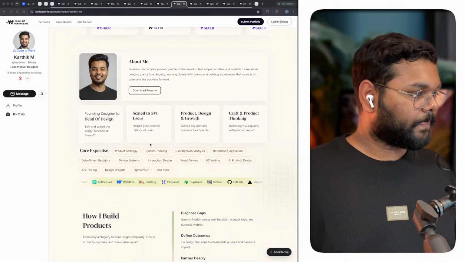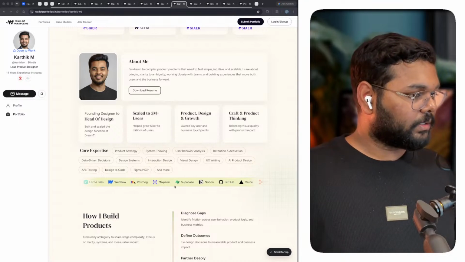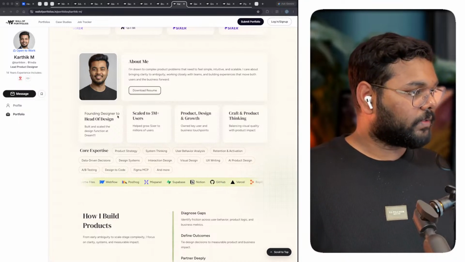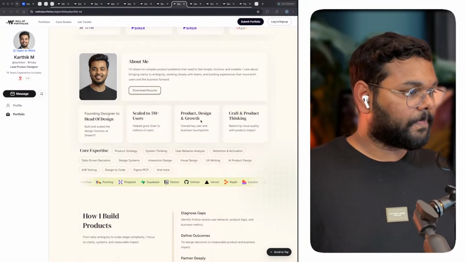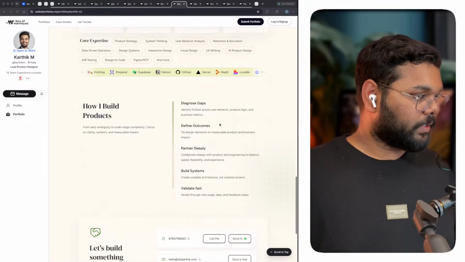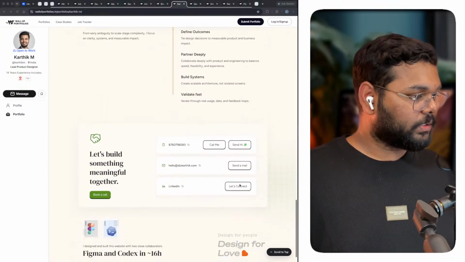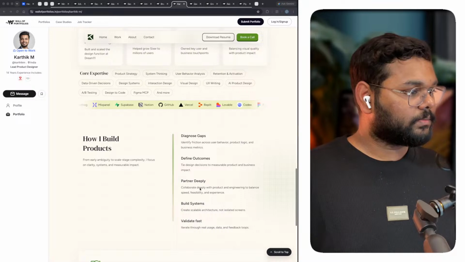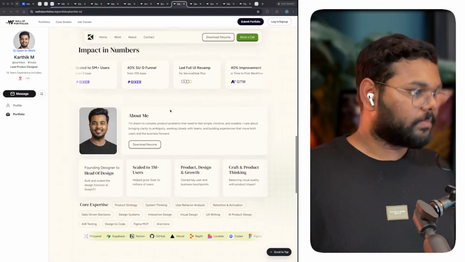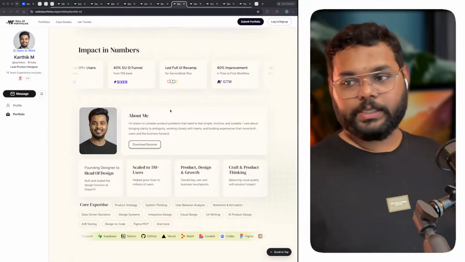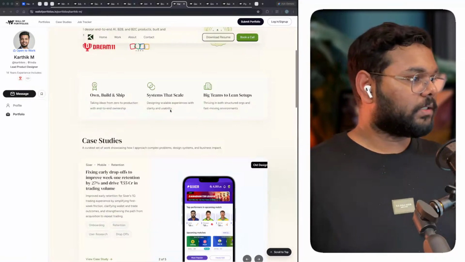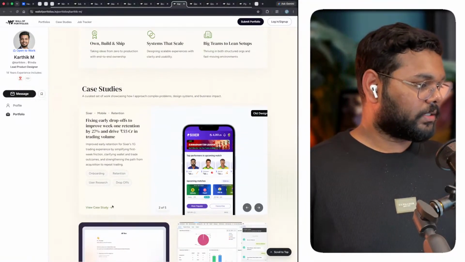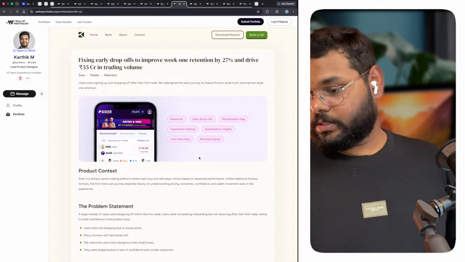About me. So these are the stacks. Okay, and founding designer to head of design. Okay, Dream 11. So what he thinks about it, how I built it, so his process. Let's connect. These things are good. I don't know whether they make a lot of difference, but these things are good. Let's look at the case study, how he has solved it.